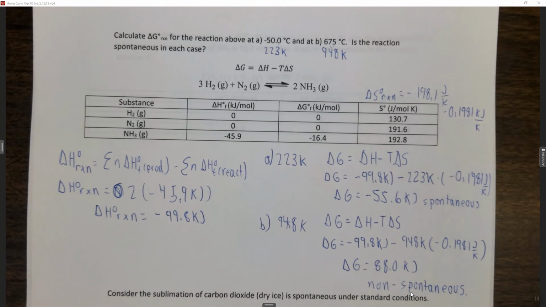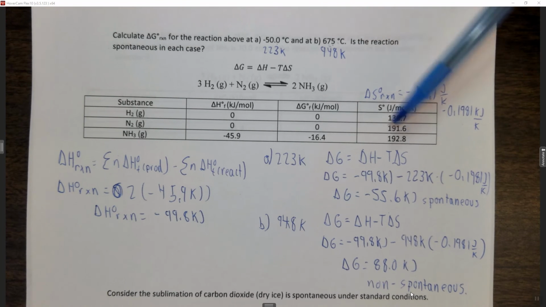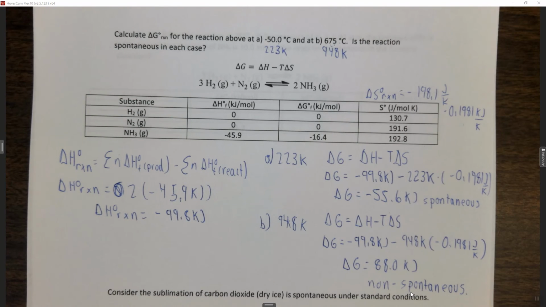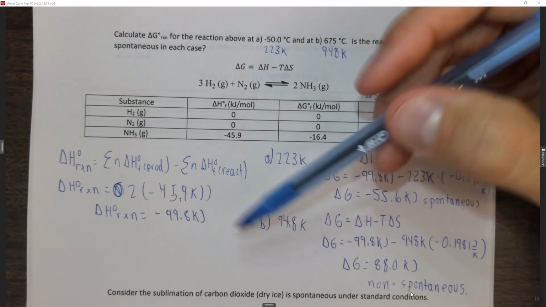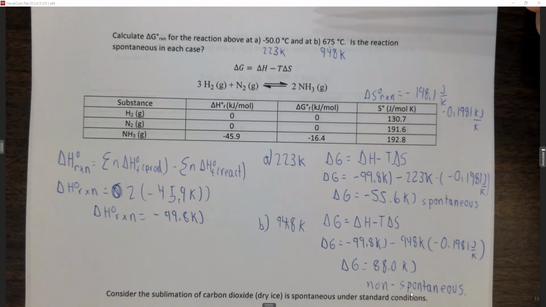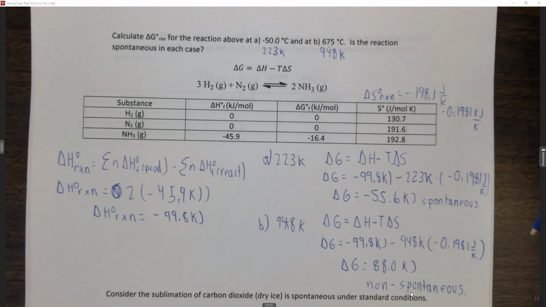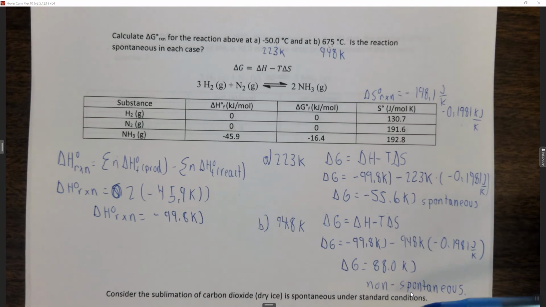So at minus 50 degrees C, it's spontaneous. At 675 degrees C, this reaction becomes non-spontaneous. Again, the enthalpy term is favorable because this is an exothermic reaction. However, the entropy term is unfavorable. So at higher temperatures, it does become non-spontaneous.